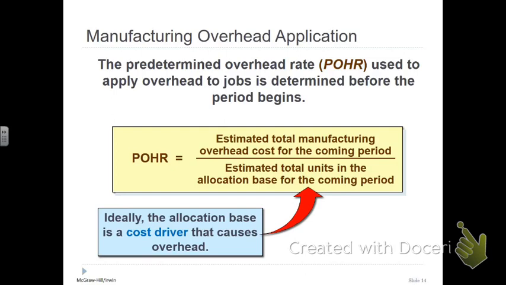Ideally, that allocation base is the cost driver. Ideally, it's what drives the cost. If I were doing, for example, decks, I would probably go by labor hours for my manufacturing overhead. Why? Because for every labor hour, I can approximate how many nails they use, which is probably determined based on how long they are working on the job more so than anything else. So what I want to do is find out what drives that cost, and use that as my allocation base.